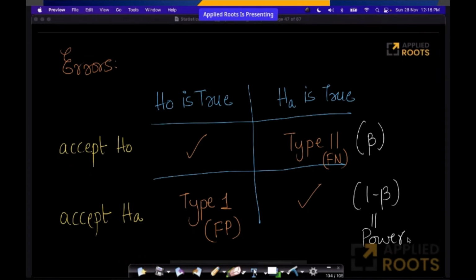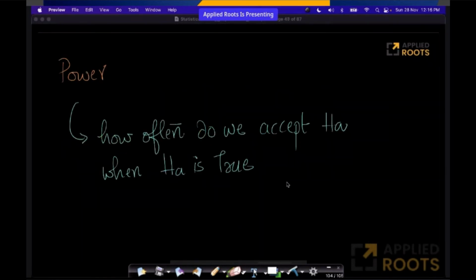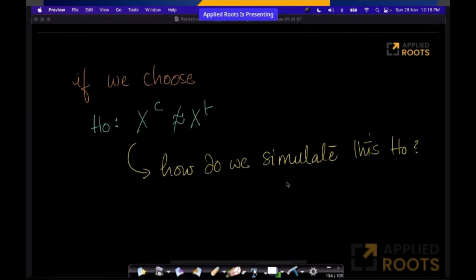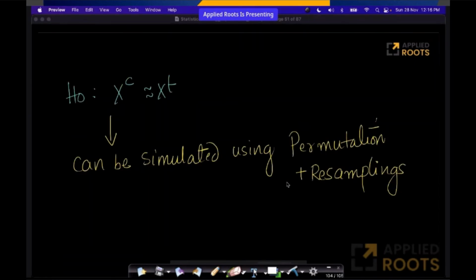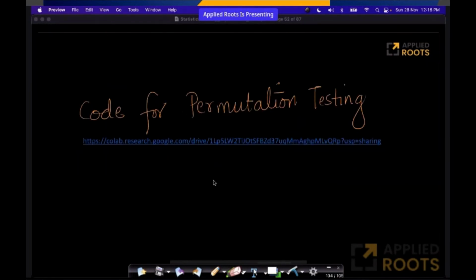For some simpler tests, there are some that make a ton of assumptions. For them, it is easy. But for something as powerful and as chaotic, yet as impressive as the permutation test, computing the power is not straightforward. There is some research on it, but it's not fully there. So the reason we picked xc equals to xt is because we could simulate it using permutations and resamplings.